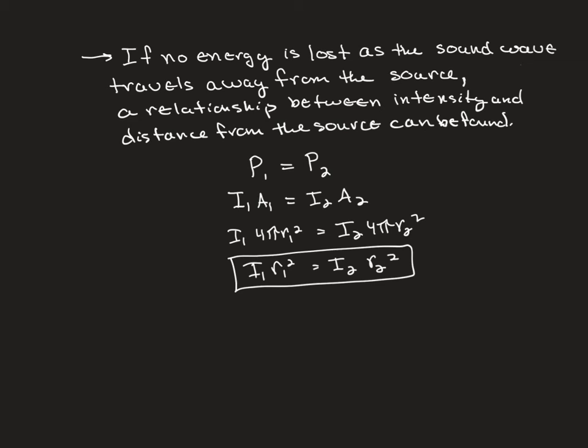So we can have a source and our spherical waves coming out of that source. And we can say that we have an intensity here and an r value here. And then as we get further away from the source, we're going to have a different intensity and a different distance, obviously. But that must follow this relationship here. So if you have intensity 1 and distance 1, you can find intensity 2 at a different distance from the source.